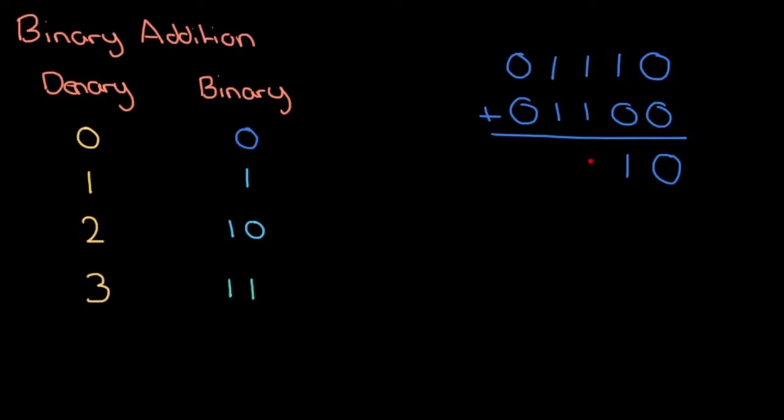But how do we represent 2 with binary? It's 1 0. So I put a 0 here and I carry that 1. Okay, so I just carry that 1, just like you would do in normal denary addition. It's exactly the same principle. There's no sort of tricks here at all.